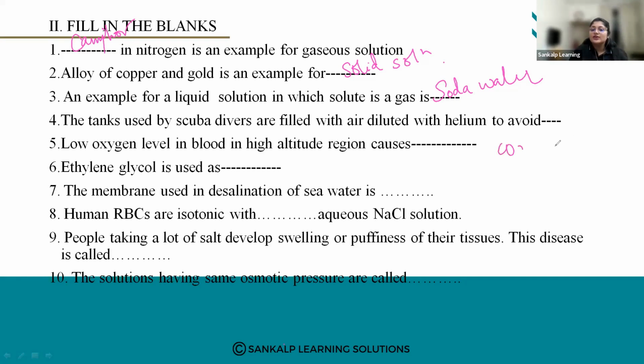So carbon dioxide gas is combined with your water. So it is gas in liquid. An example for a liquid solution in which solute is a gas is soda water. So which is the solute? That is carbon dioxide. Carbon dioxide is your solute and water is your solvent. So this is the correct answer.